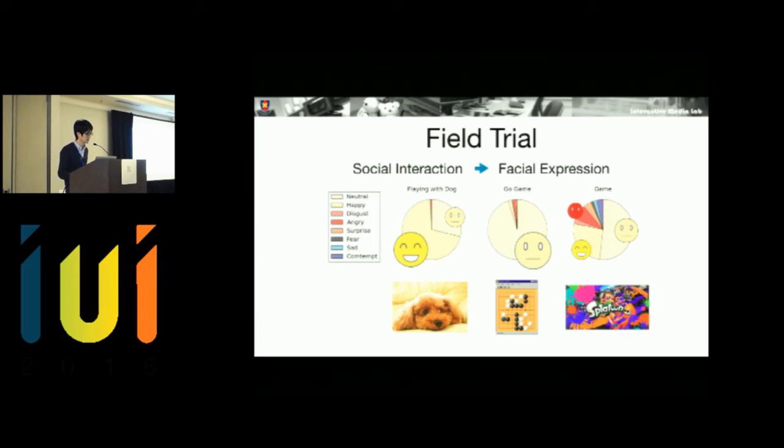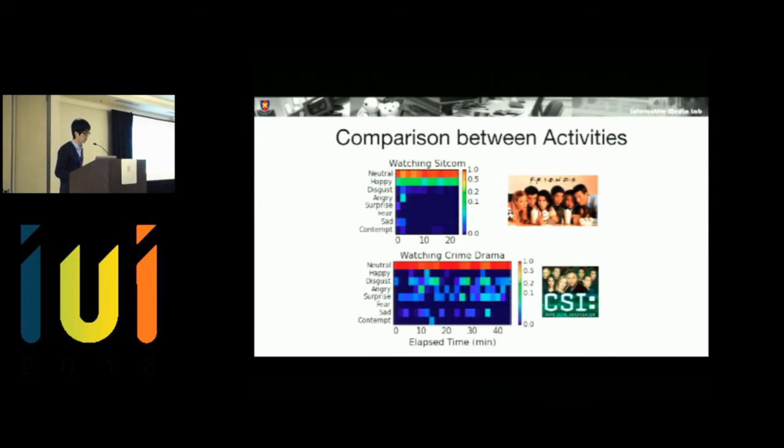It seemed that social interaction caused more facial expressions, in other words, facial expression plays an important role during communication. And we compared the activities between watching the sitcom and watching the crime drama. They showed different expressions, so this information can be used by content creators.